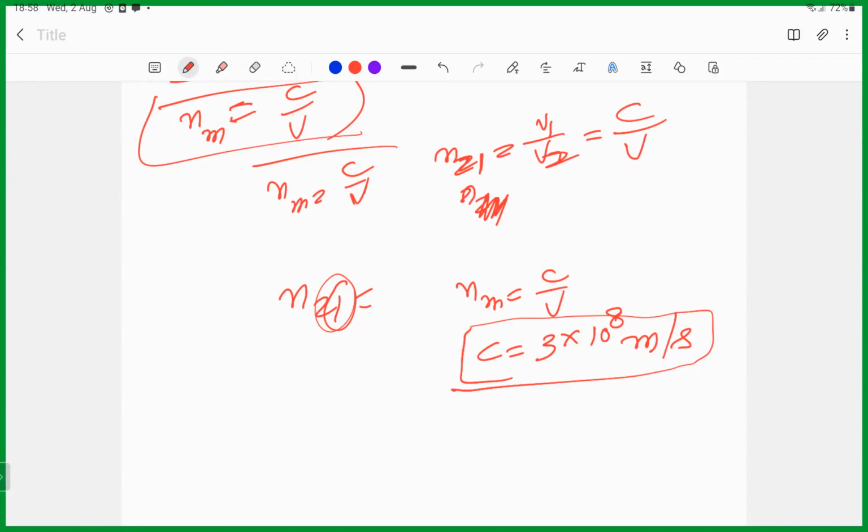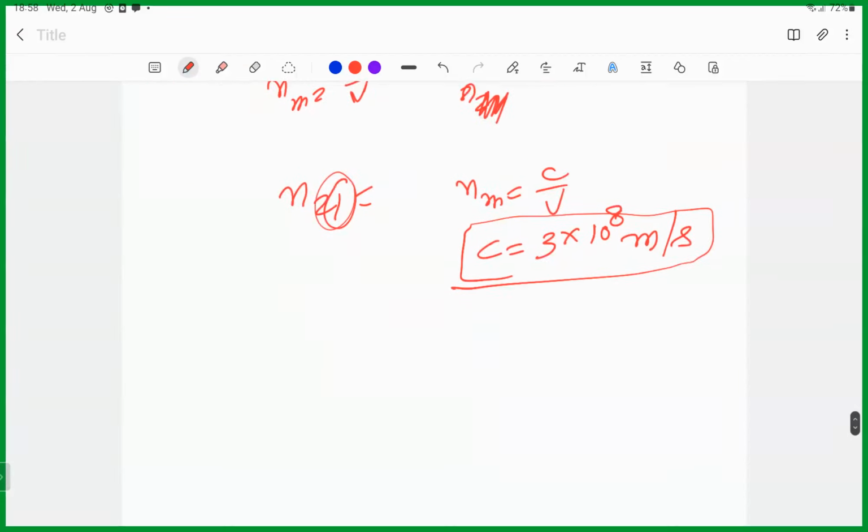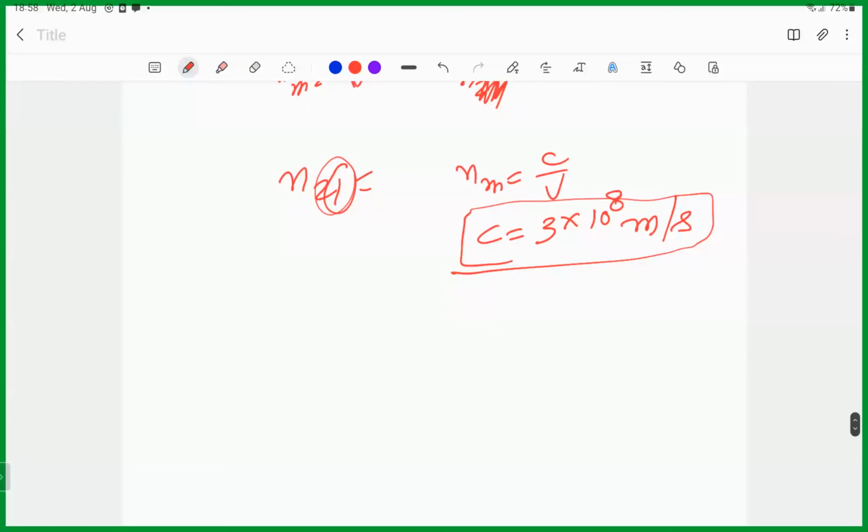So here refractive index is given for some particular media. What is the plural for medium? Medium is singular, right? Plural is media. What is social media? So media is plural, medium is singular.